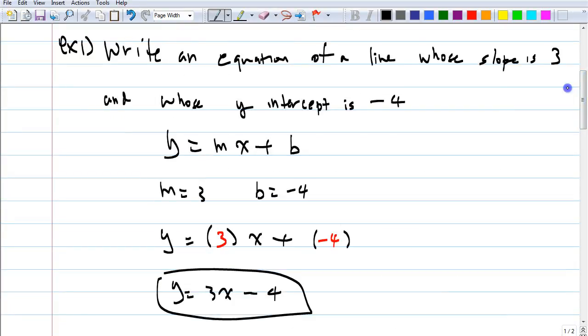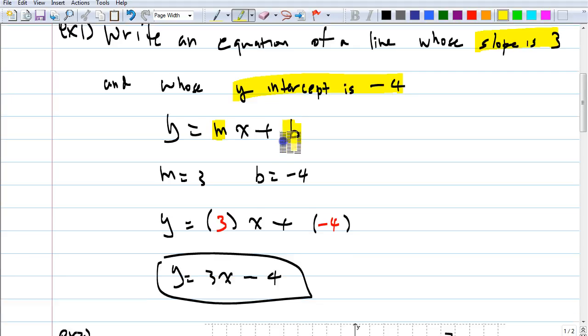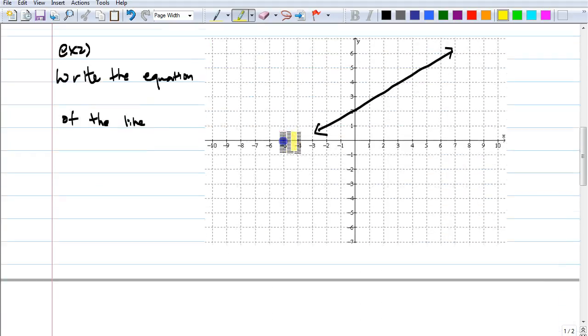So example 1 was really easy, right? They give you the what? The slope and the y-intercept. When they give you the slope and the y-intercept, like I said, you just start off with the slope-intercept form and plug in the slope and the y-intercept. You're done.